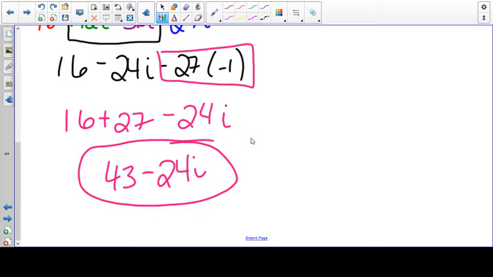So the only difference between today's stuff and when you did polynomials is, one, you have to change your square term into a -1, but in other words, there's really no difference because you can treat your i like an x.